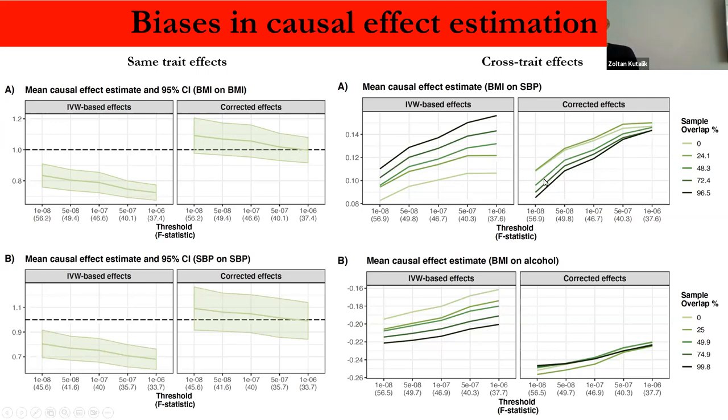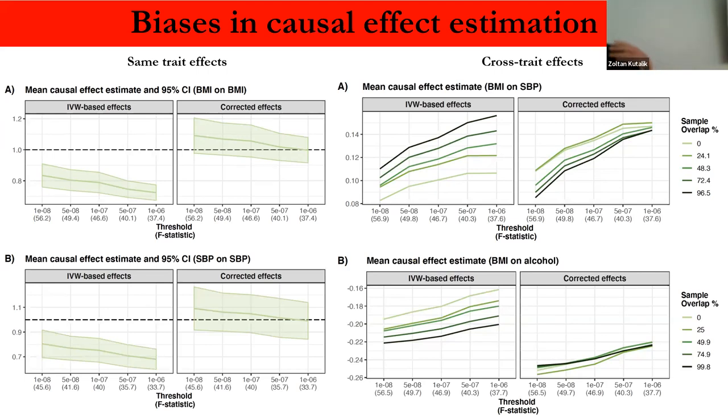For a corrected method, these are much more homogeneous. So it doesn't matter how much sample overlap you had, the effects are varying less. But of course, there's still a variation as a function of the threshold. And this is true biology, basically.